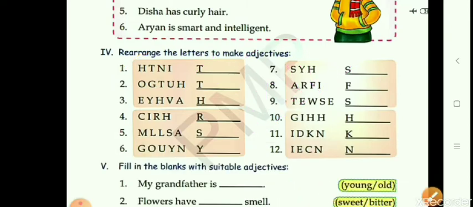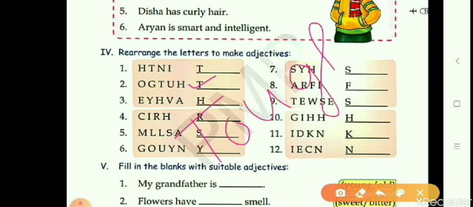Next one is OGTUH. Now here the word should start with T. So the word will be TOUGH. Tough. I'll write it. TOUGH. Tough. Okay. Now the third one.